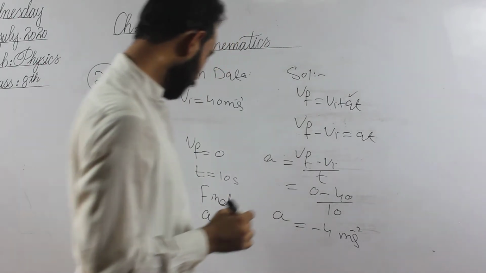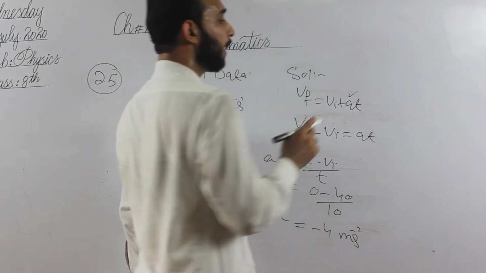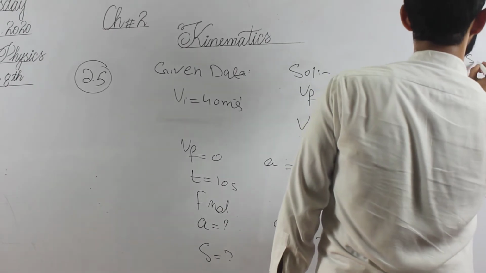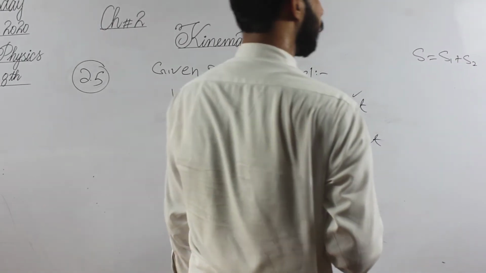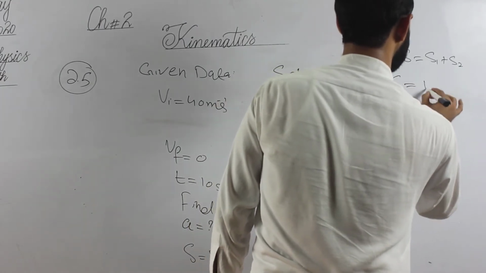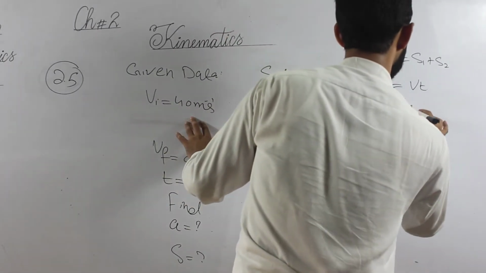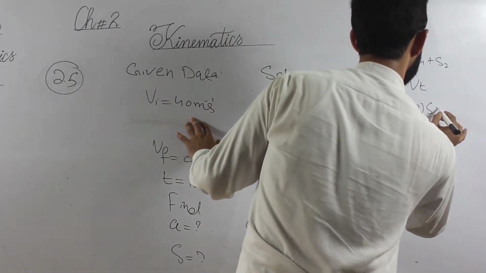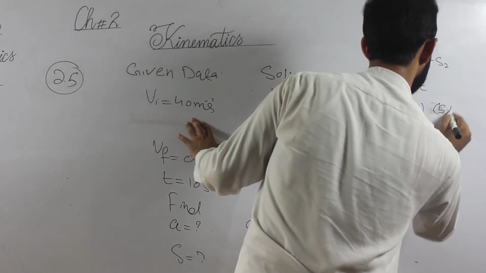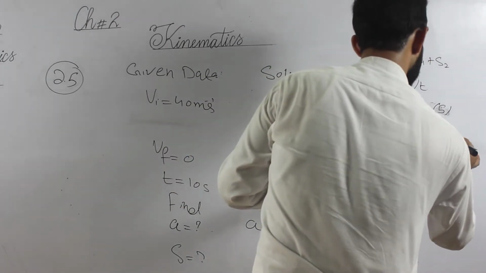Now students, we are going to solve for the total distance. For two distances we have to find S, which is equal to S1 plus S2. First of all we find S1. For S1 we apply the formula S is equal to Vt. So V here is 40 and time here is 5. 40 multiplied by 5, we will get 200 meters.